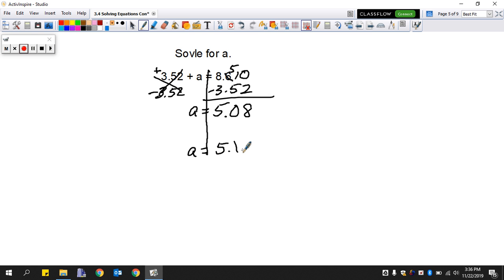Okay? And in your exercises, it will tell you whether to round off or not. Okay, if it tells you to round off, you would use this. If it does not say anything, just leave it as 5.08.